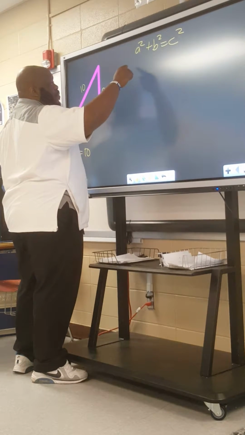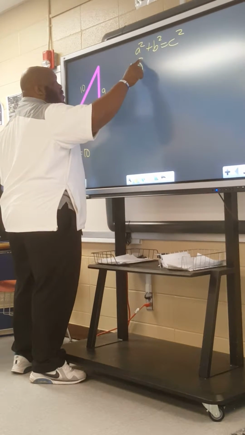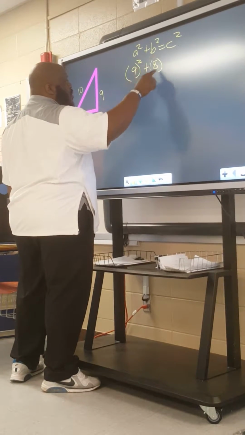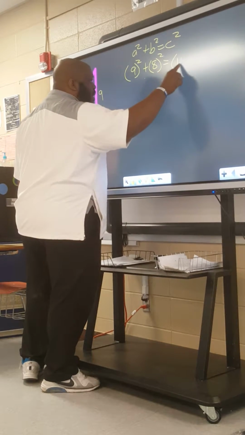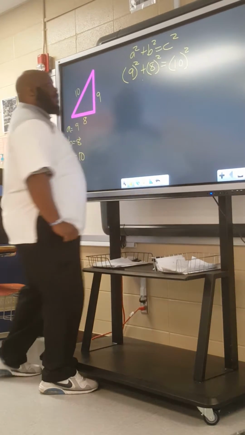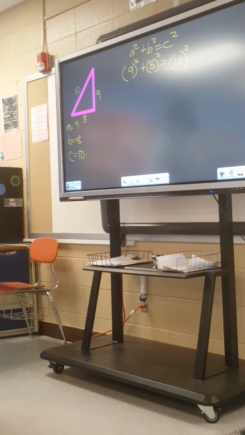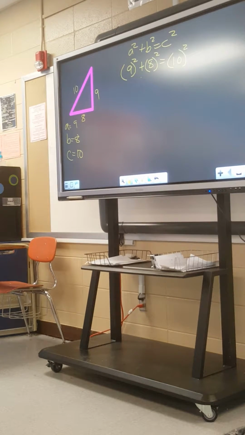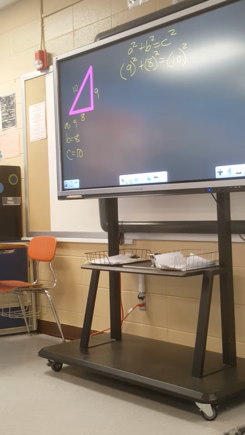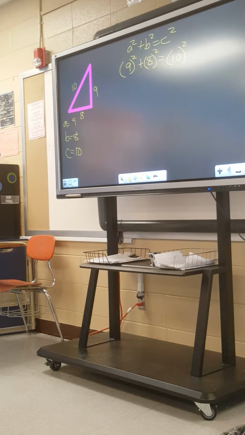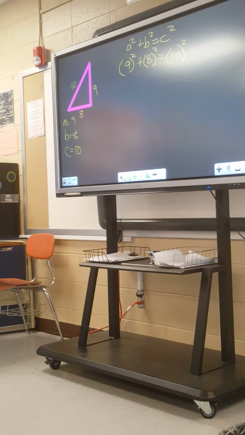So what's A? 9. So it's 9 squared plus 8 squared equals 10 squared. Alright? I'm using these parentheses to show that the only thing that's changing is what A, B, and C are. Everything else stays the same. The squares don't go away, the plus sign doesn't go away, the equal sign doesn't go away. The only thing that changes is me substituting in A, B, and C.